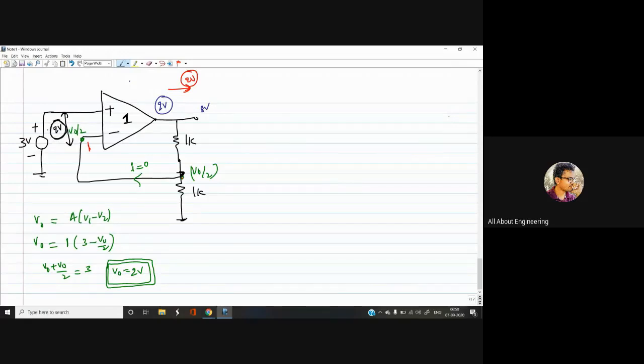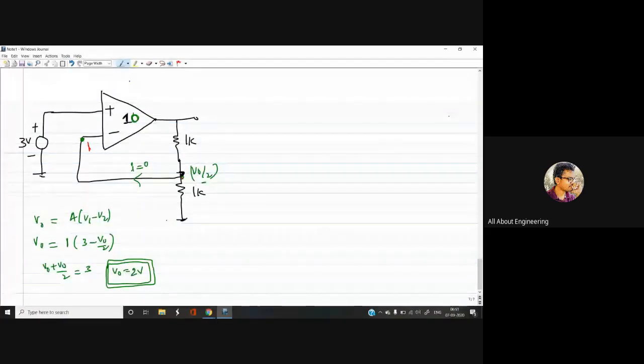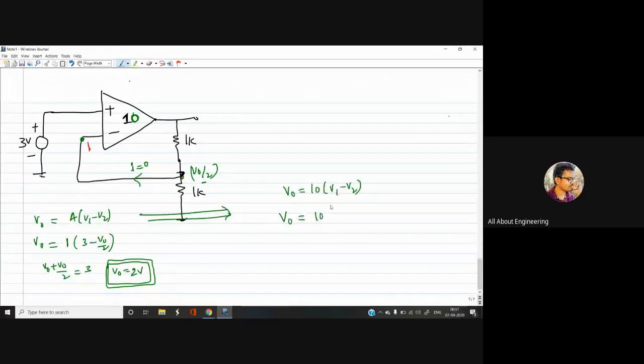Now what if the gain is increased to 10? The same circuit. Now I am erasing all these values. The remaining values won't change, right? Now I am increasing the gain to 10. This won't change, V2 is V naught by 2. Now again you derive the same model here. V naught equal to 10 into V1 minus V2. So V naught equal to 10 into 3 volts minus V naught by 2. Now V naught equal to 30 minus 5 V naught. So 6 V naught equal to 30. So V naught equal to 5.